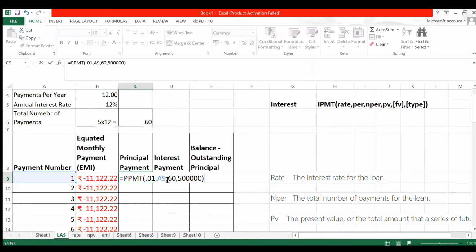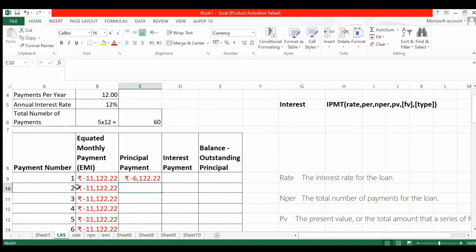As we need to change this value in every calculation, we are giving a cell number, so that in the subsequent calculation it will be auto populated. So we need not give the 1, 2, 3 up to 60 values, but it will auto populate. Now we are pressing enter, and we can see that out of 11,122, 6,122 is the principal payment. The remaining amount is the interest payment.